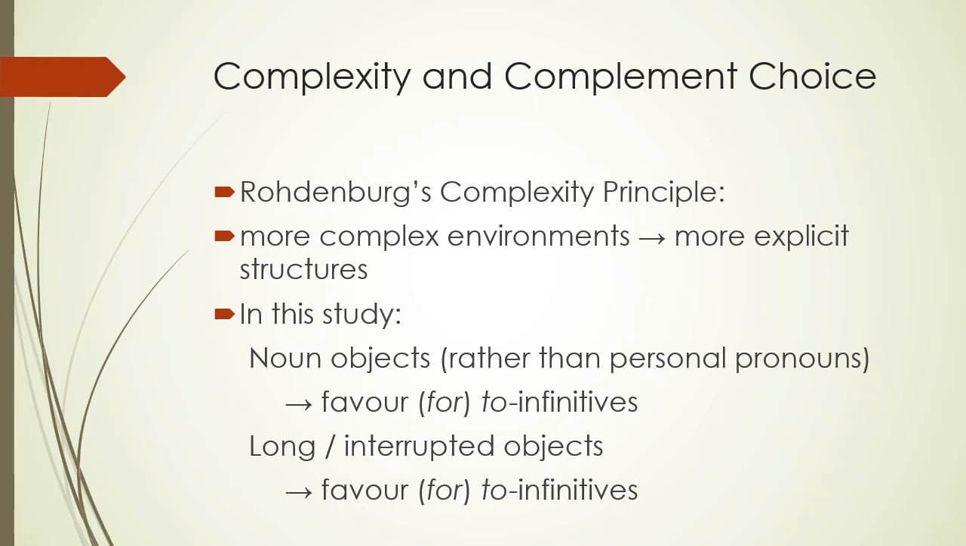First, when the object of make is a noun phrase which is syntactically heavier than a personal pronoun, make tends to select to infinitives or for to infinitives. Second, when there are more words or additional elements between make and its complement, the verb again prefers to infinitives or for to infinitives. Thus, explicit forms correlate with syntactically complex environments, whereas bare infinitives are more typical in structurally simple contexts.